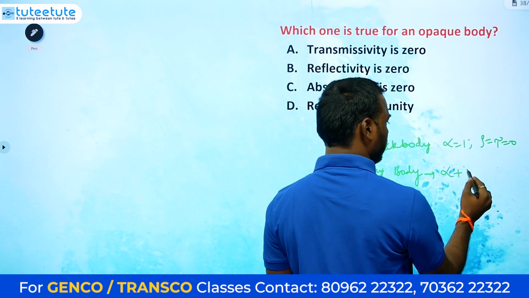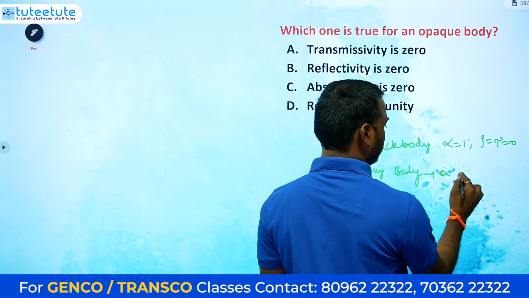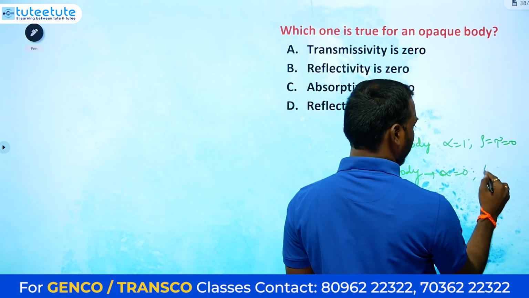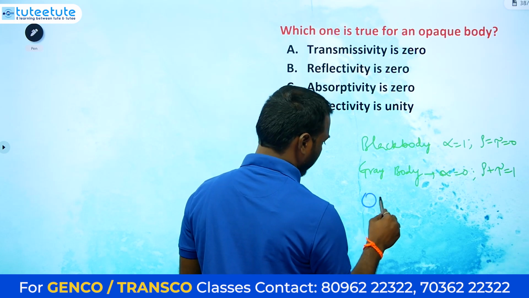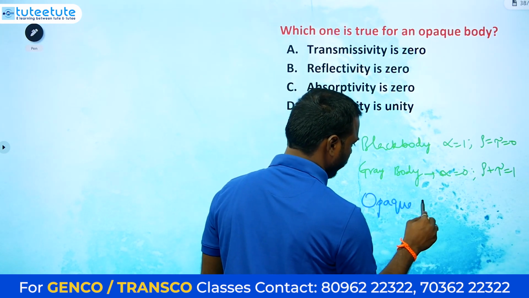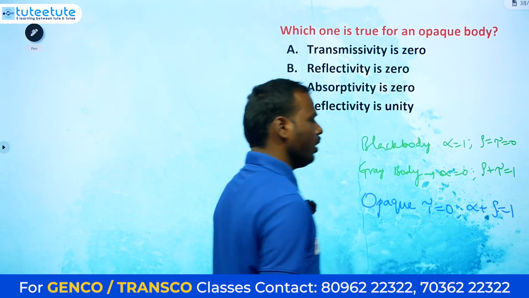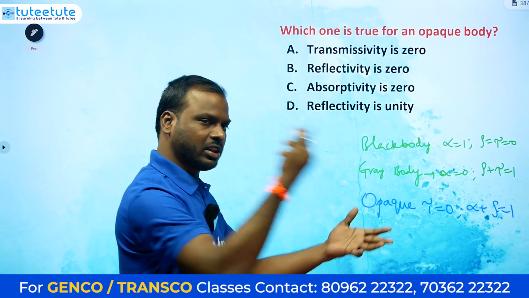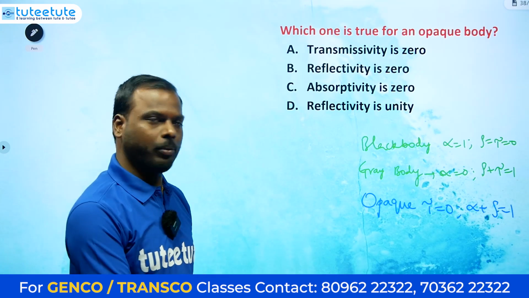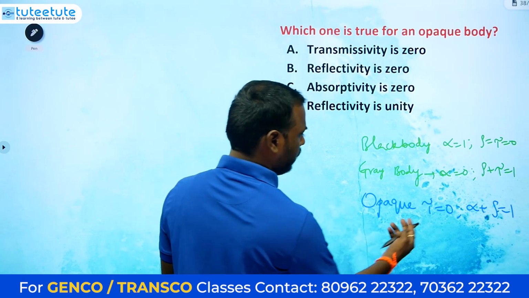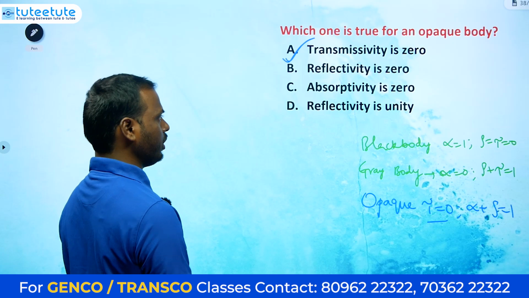For the grey body, alpha plus rho plus tau is equal to 1. Whereas for the opaque body, tau is equal to 0, and alpha plus rho is equal to 1. It is either absorbed or reflected, but it cannot be transmitted, like wood. So the answer is tau is equal to 0, meaning transmissivity is equal to 0.